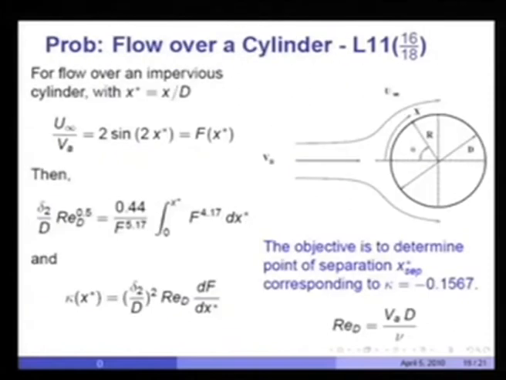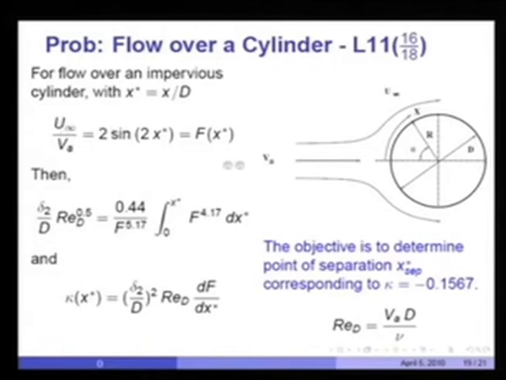So, I am taking now a case of flow over a cylinder. It is an impervious cylinder, so there is no suction or blowing. There is an approach velocity V A. Potential theory will show that the free stream velocity u infinity would vary as u infinity by V A equal to 2 times sine 2 x star, where x star is x divided by diameter. So 2 x star is nothing but x divided by radius, and I will call this f x star.